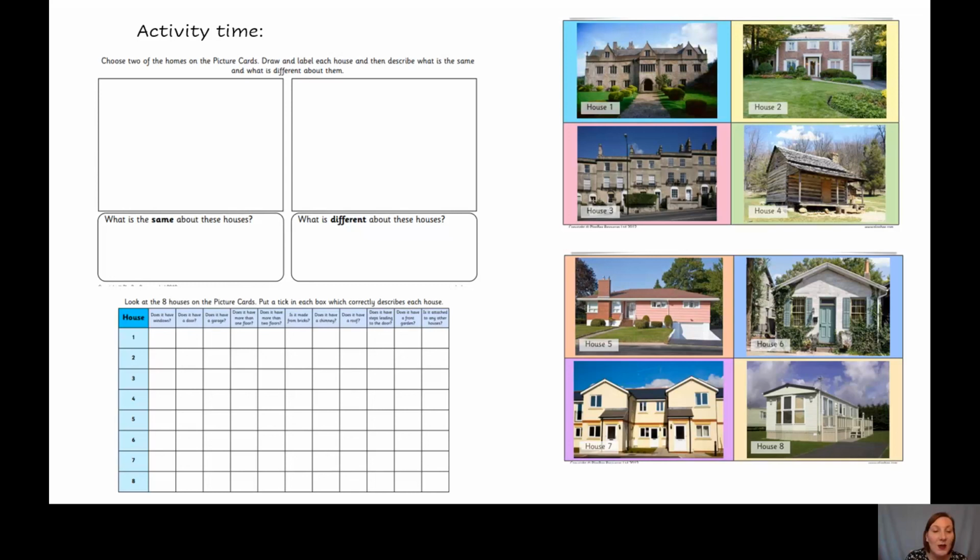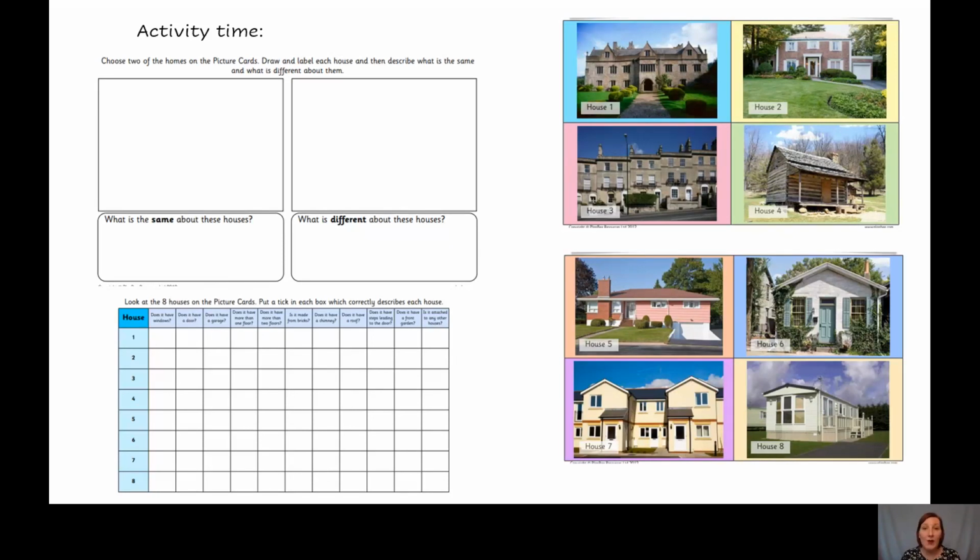So you will need to think about, does it have windows? Does it have a door? Does it have a garage? Does it have more than 1 floor? Is it made from bricks? Does it have a chimney? Does it have a roof? Does it have a front garden? Does it have steps leading to the door? And is it attached to any other houses?